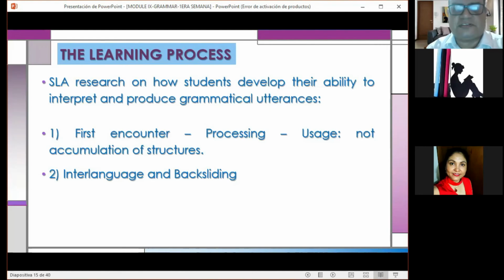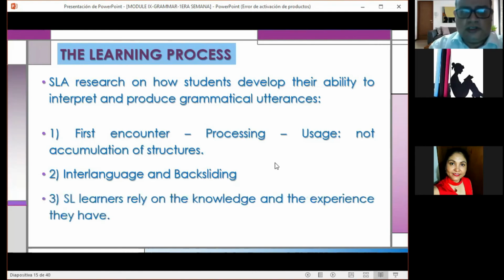So this is another aspect in the learning process. Second language learners rely on the knowledge and the experience they have. This is related to the interlanguage also, and also with the real experiences, real situations. This is related to the schemata. Remember when we talked about this term, the schemata, the knowledge that they have, the experiences that they have, and confronted to the new knowledge or new experiences that they can learn with the language, with a second language.